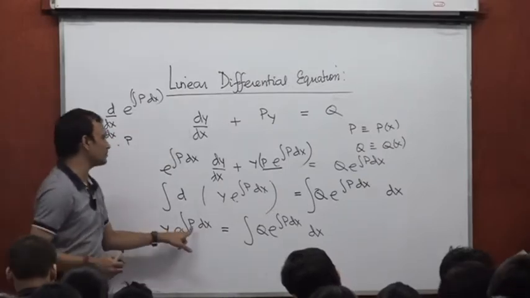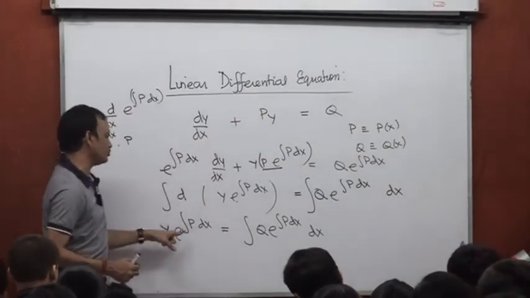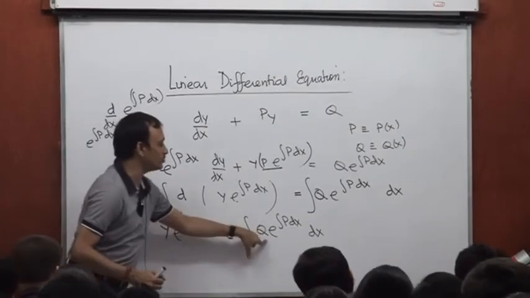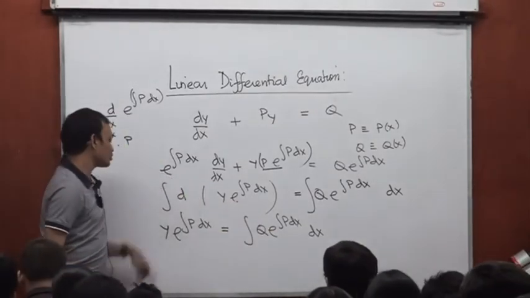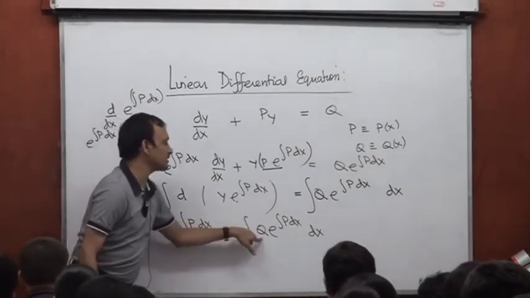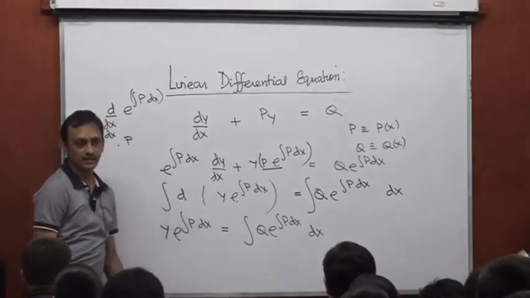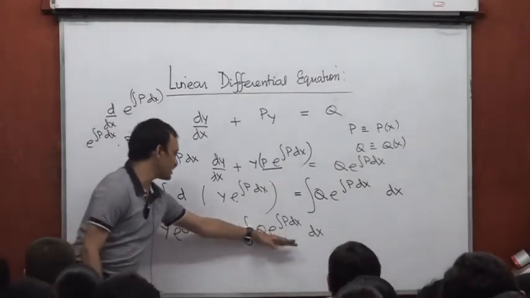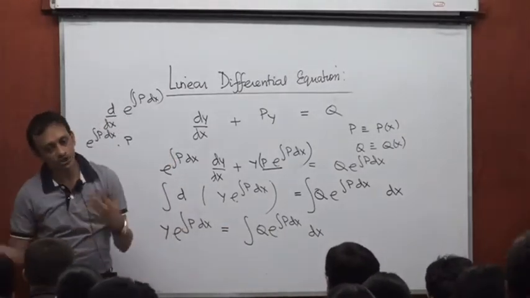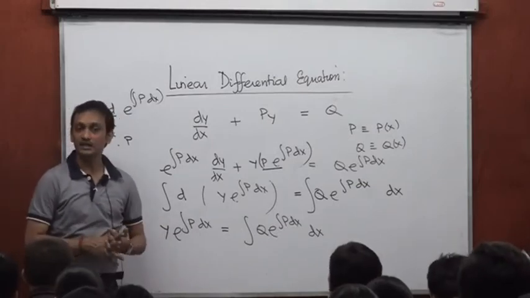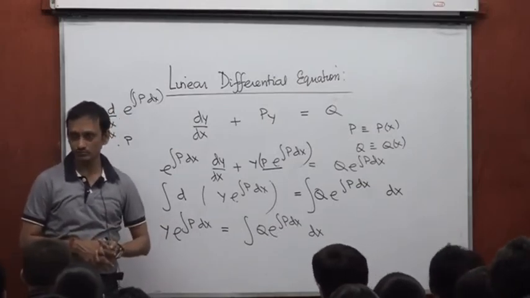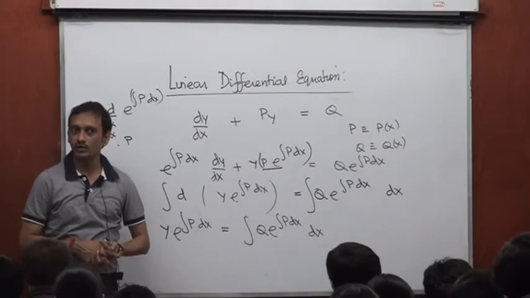I mean, then obviously p and q would be known to you. You would have to plug in p and q as is given and then integrate both sides. So y e power integral p dx is integral q e power integral p dx dx. After having integrated the right hand side, you would arrive at a constant of integration and you would get the general solution to the linear differential equation. You know what I'm saying?